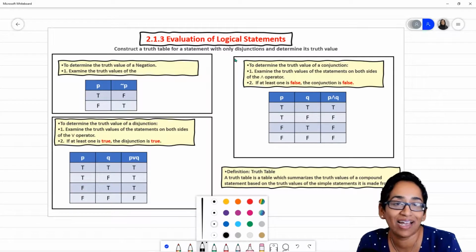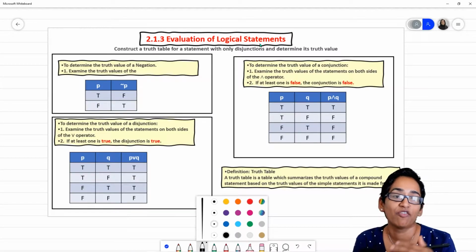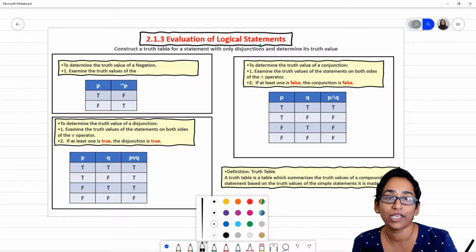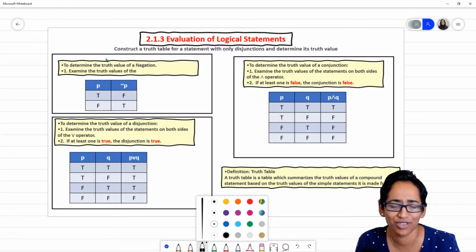We will be evaluating logical statements. So we're going to be talking about truth tables. So what exactly is a truth table? A truth table summarizes the truth value of a compound statement. That is, if I have more than one statement, then I'm going to see the truth value of that compound statement. Let's take a look at the example. It's much easier to do it that way.